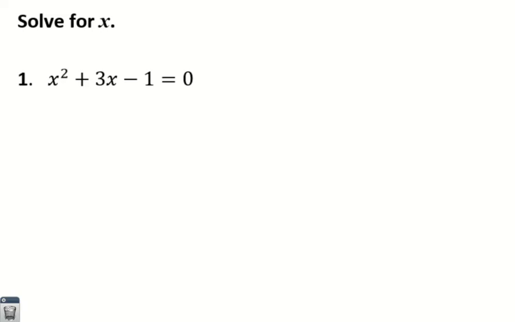So, looking at this example, right off the bat, we see something that actually cannot factor: x squared plus 3x minus 1, that left side anyway. There is no GCF. And when you look to see if it can unfoil, it will not. There are no two numbers that multiply to make -1 that also add up to +3.